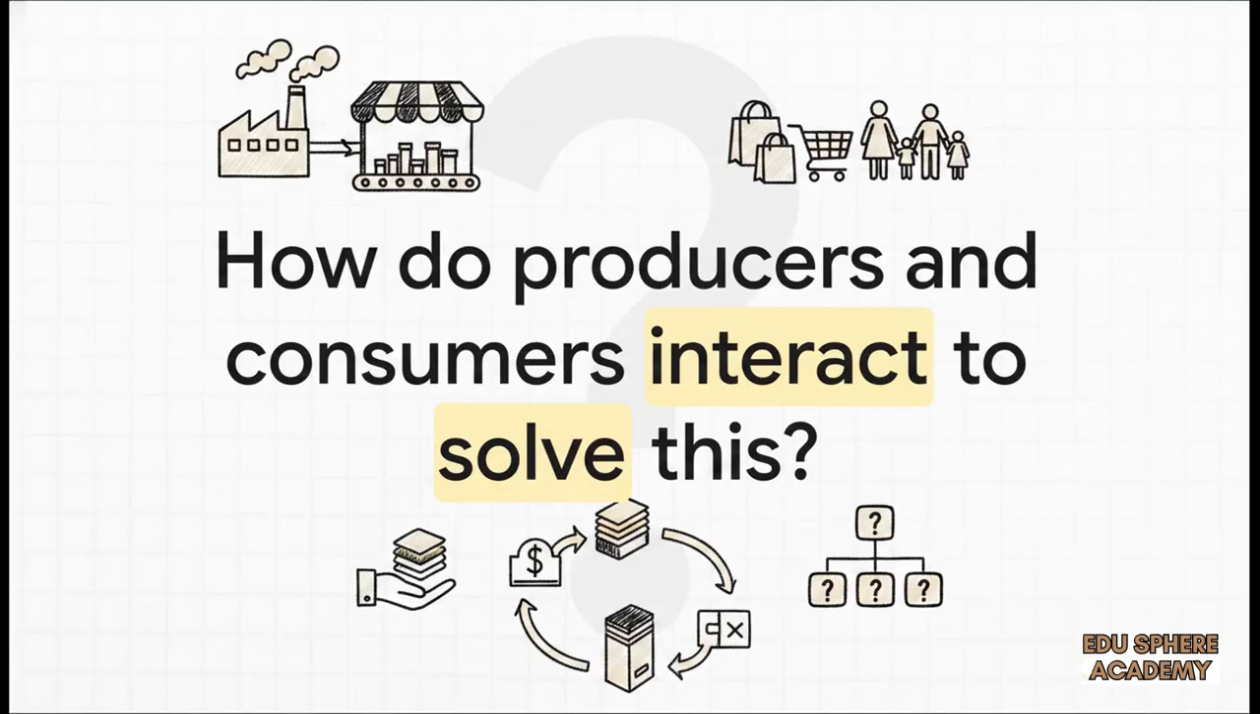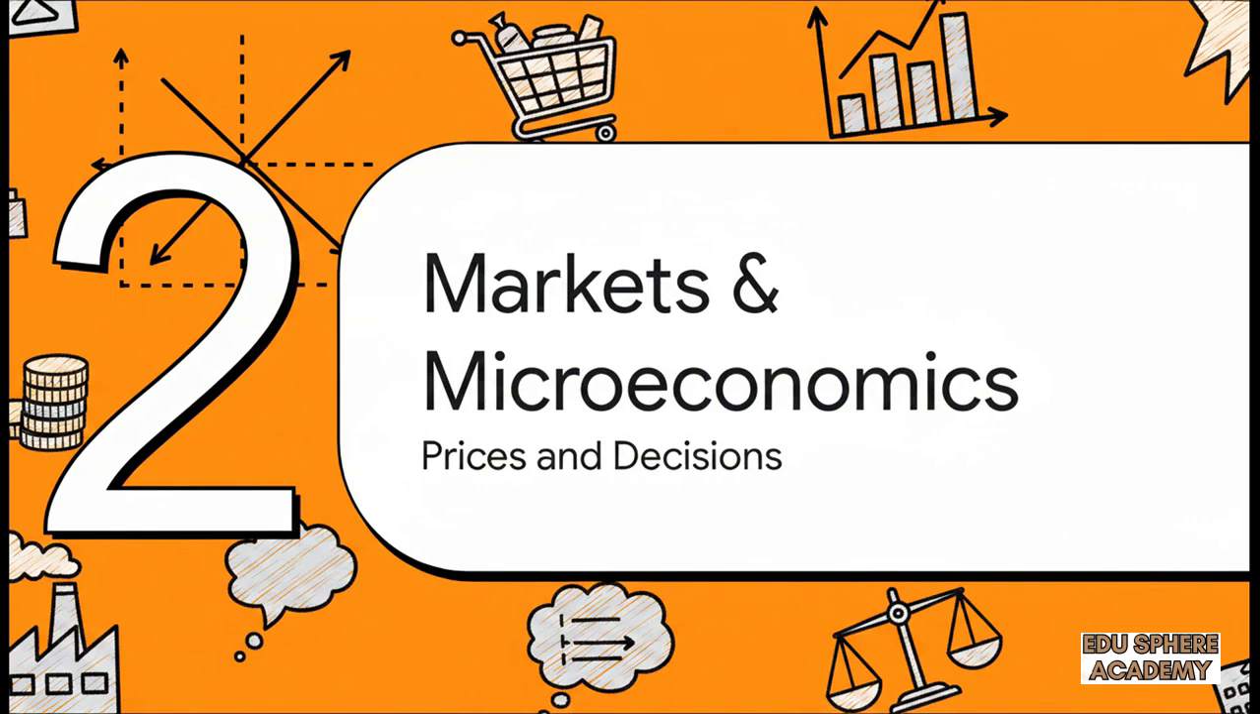But, you know, that really begs a major question. How do consumers and producers actually get together and solve this basic economic problem? How do we decide what to make, how to make it, and who actually gets it at the end of the day? Well, that brings us to Section 2, Markets and Microeconomics. This is where demand, supply, and the price mechanism completely run the show.